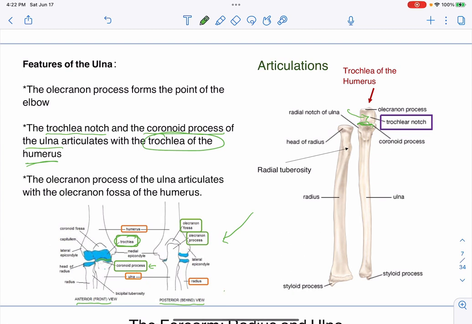If we look at the posterior view, you can then see the olecranon process. That was that area I asked you to palpate at the back of your elbow. It is going to articulate with the olecranon fossa of the humerus. Remember that fossa on the back of the humerus.